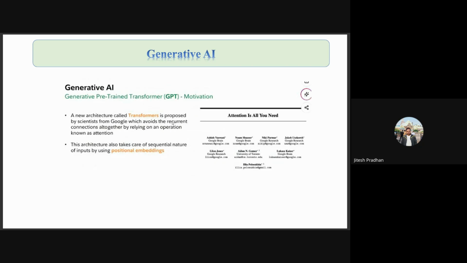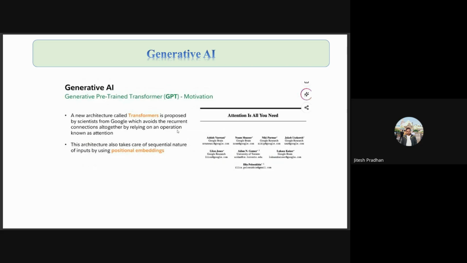The motivation behind GPT is this: a new architecture called the transformer was proposed by Google, which avoids the recurrent connection altogether. Rather than taking word by word, which is what LSTM or RNN does, as we have already seen, taking one word at a time and trying to predict the next word, the transformer takes the entire sentence at a time. But it also takes the position encoding, which word occurs at which position. It is taking both: the entire sentence as input, and at the same time the positional embeddings also.